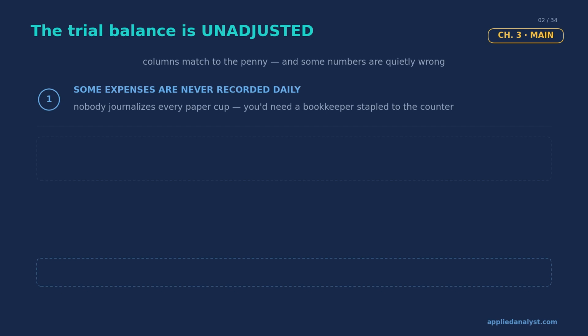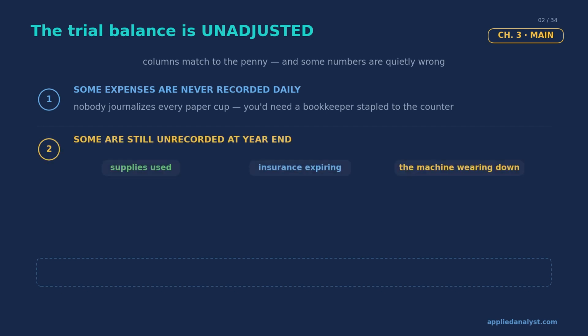2. Some revenues and expenses are still completely unrecorded at year-end. Supplies used, insurance expiring, the machine wearing down. And this matters because real people read these statements. A banker deciding on your loan, a supplier, you. Books that lie mislead them all.